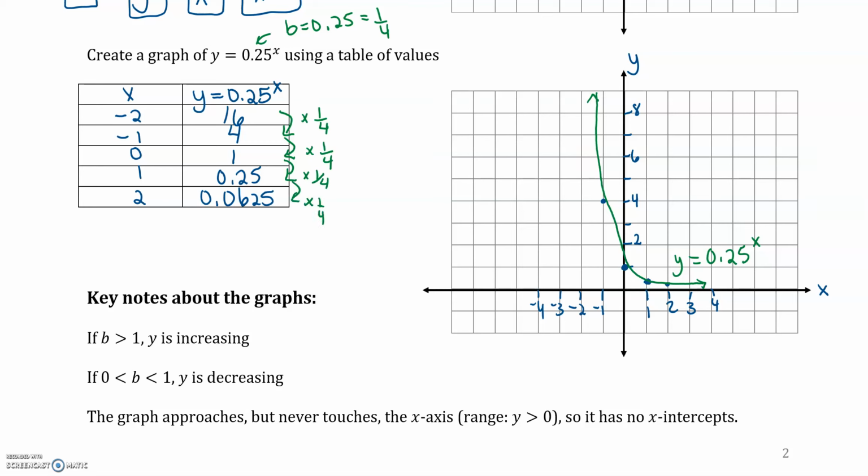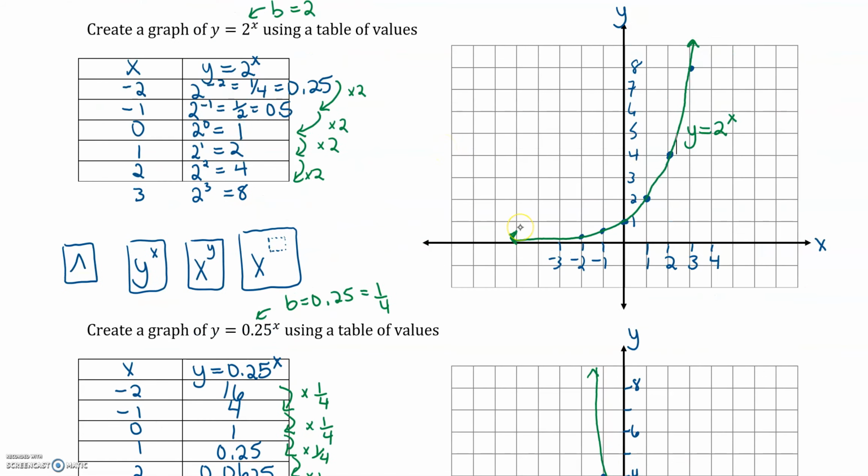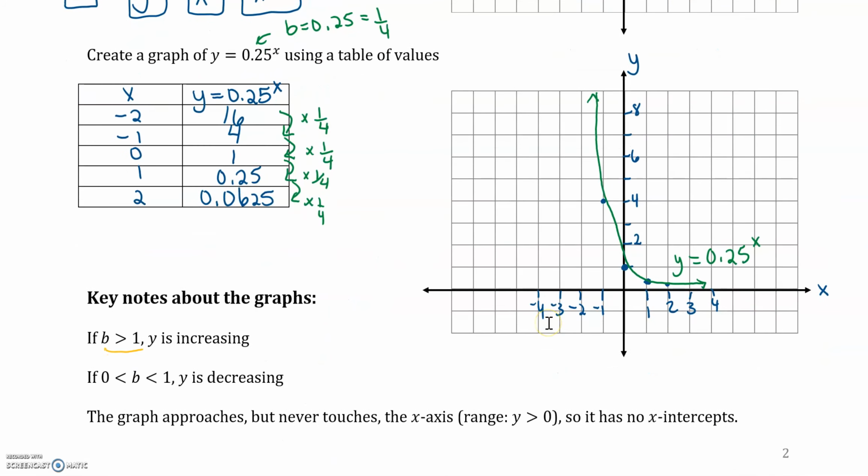Some key notes to make about these graphs. In the first example, where we had a b value greater than 1, we can see that y is increasing. So take a look at this curve. As x increases, so over time, y is also increasing. Whereas in the second example, we had a b value that was between 0 and 1, and as time increases, our function is decreasing. Our value of y is decreasing. Also, you can see that the graph approaches but never touches the x-axis. Therefore, it has no x-intercept.